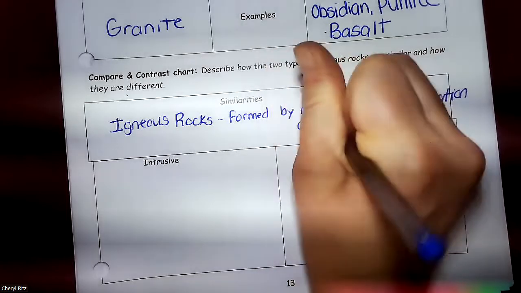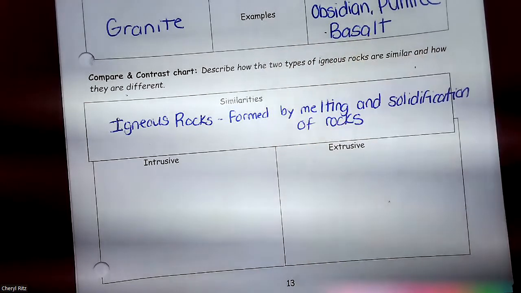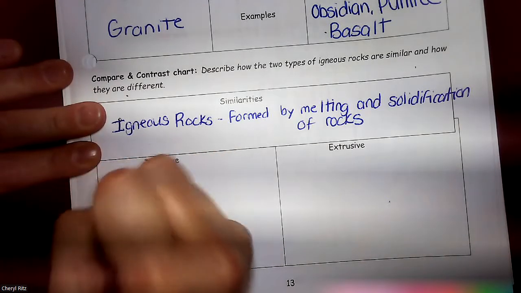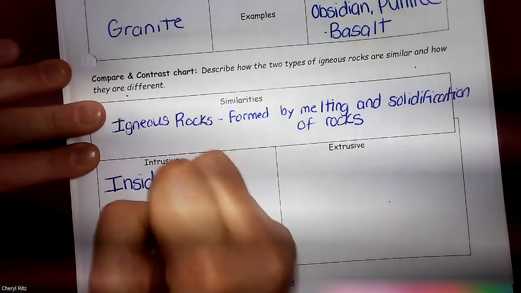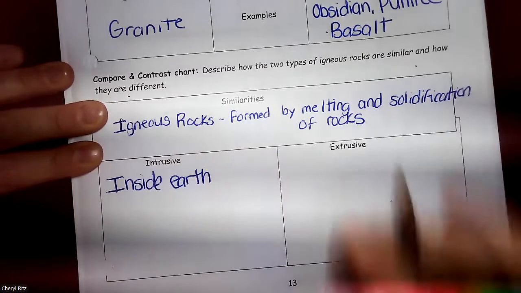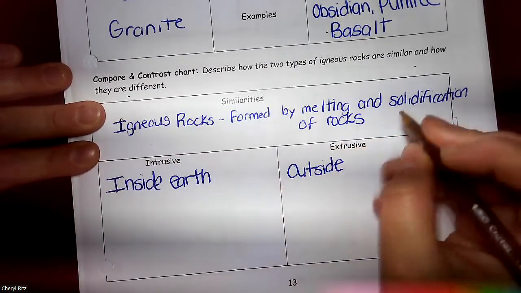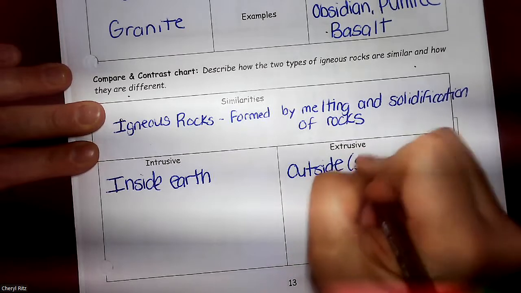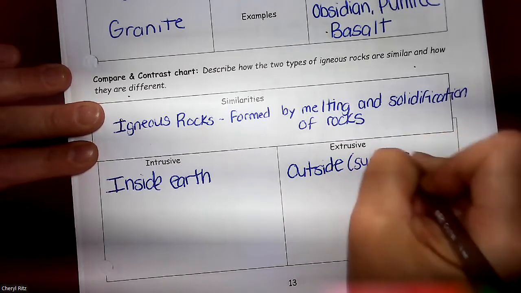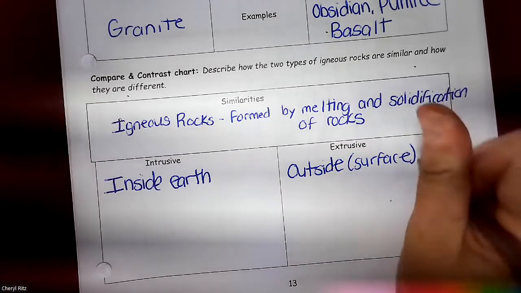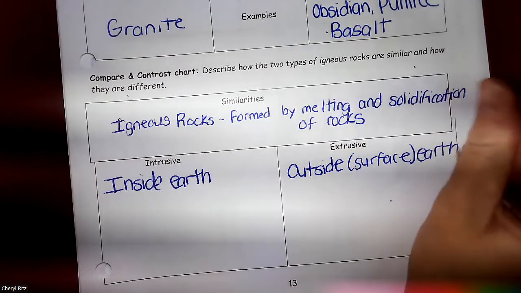Melting and solidification of rocks. So they both form the exact same way. So what makes them different then? One is inside Earth, the other is outside. When we say outside, please don't think I'm talking about space. I mean the surface, like where we are right now.